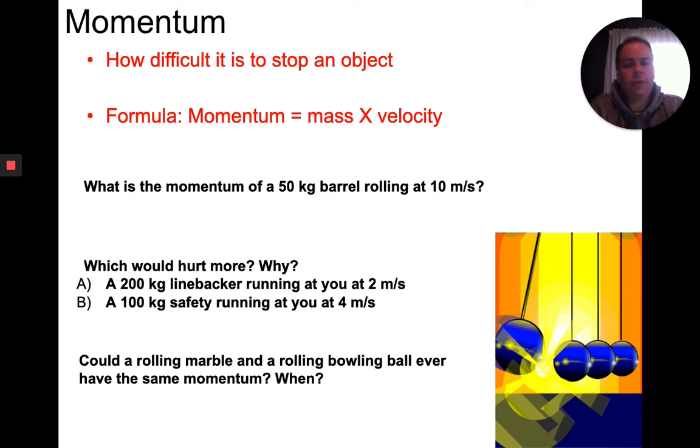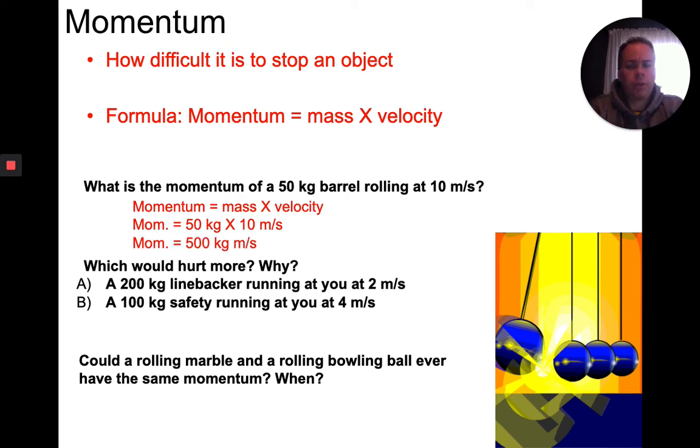So, for example, if we had a gorilla rolling barrels down at a small Italian plumber, and he's rolling these barrels, which each weigh 50 kilograms, at a velocity of 10 meters per second. What is the momentum of those barrels? Well, we've read our formula. Momentum equals mass times velocity. Substitute our numbers. Come up with our answer. The momentum of each barrel is 500 kilograms times meters per second.